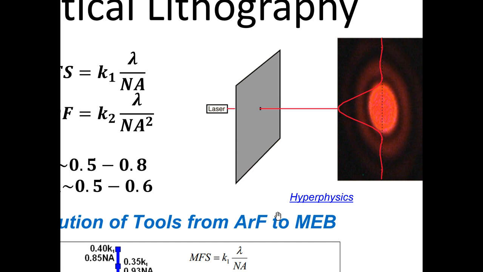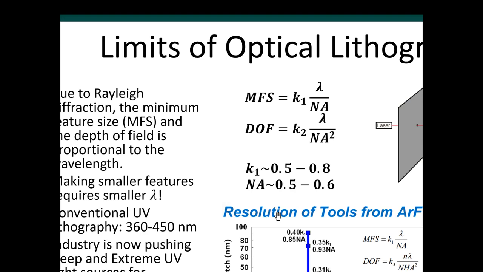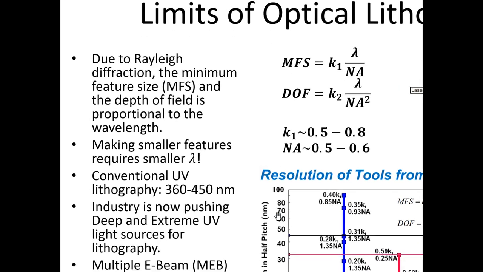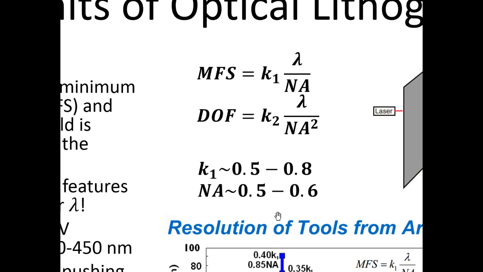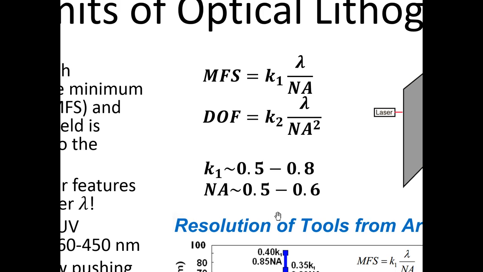All right, and that process is actually quite well understood. Due to Rayleigh diffraction, the minimum feature size and the depth of field, we'll talk about that later, is proportional to the wavelength. So MFS, the minimum feature size, is equal to K1 times lambda, the wavelength of the light, divided by the numerical aperture.